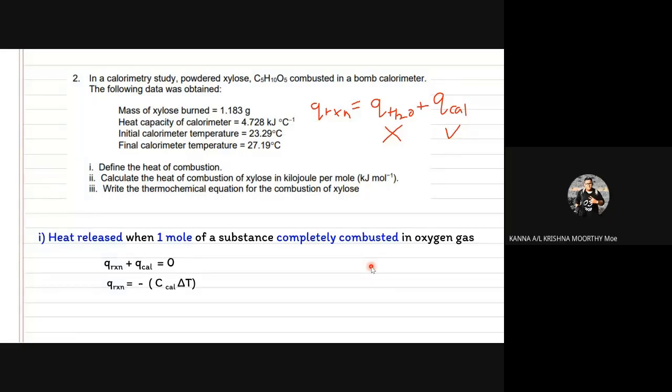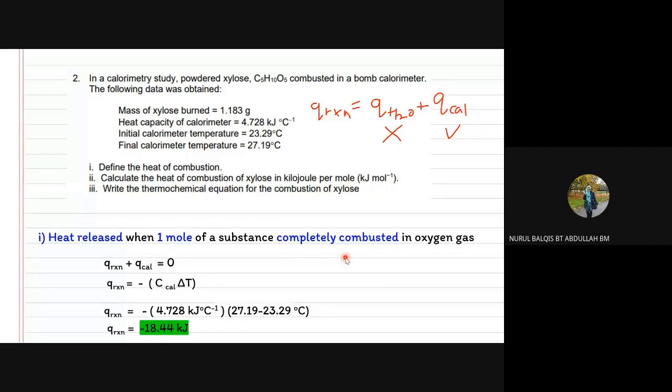Okay, Miss. Okay, then we substitute the value. There is no need to include the unit during substitution. And lastly, you'll get negative 18.44 kilojoule. We will get kilojoule immediately, because here your specific heat capacity is in kilojoule. If it is in joule, you will need to convert to kilojoule.